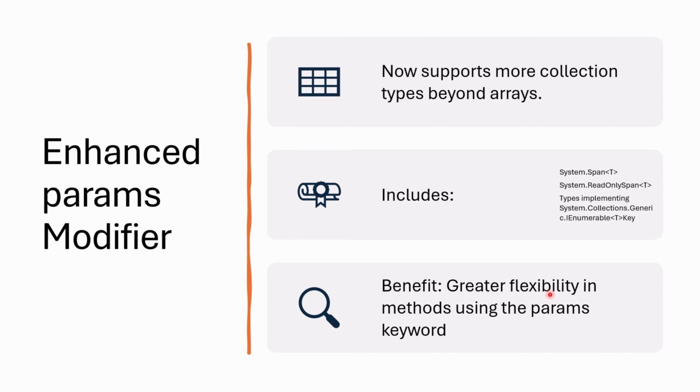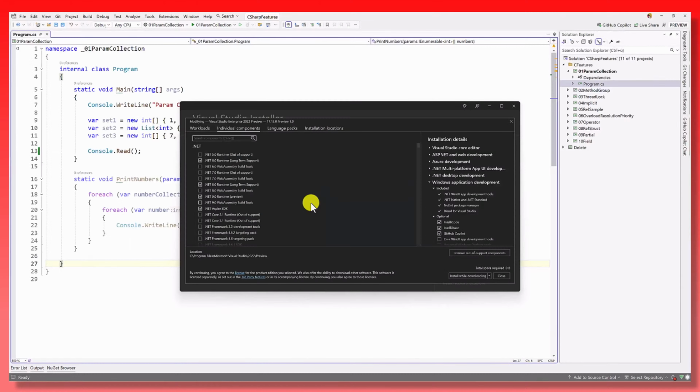Let's go to our Visual Studio. I have used the full demo in Visual Studio 2022 preview, but if you are using a different IDE, no worries. Just make sure you have .NET 9 installed on your PC. For the latest version of Visual Studio, make sure to check that .NET 9 is set up correctly. All right, let's jump to our first params collection demo.